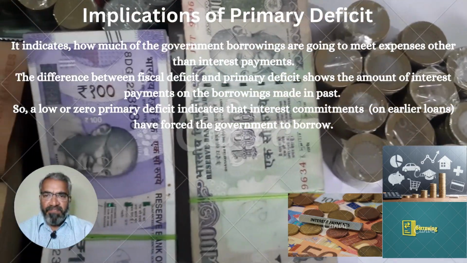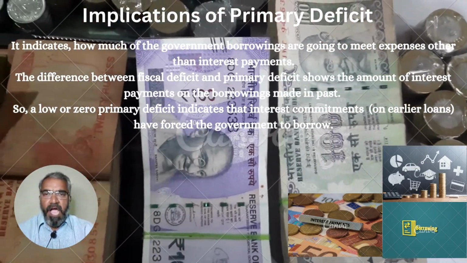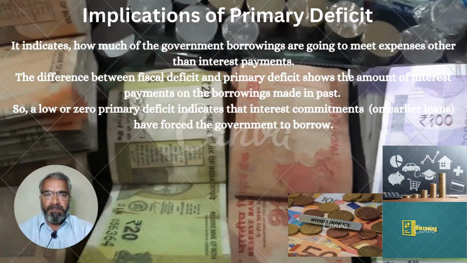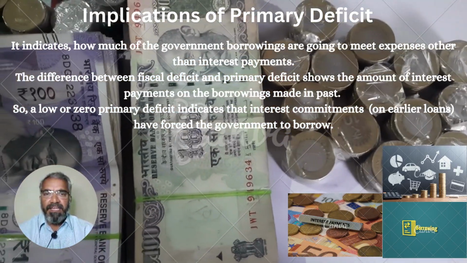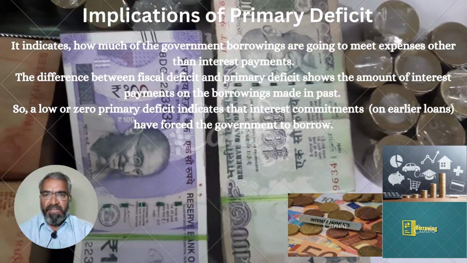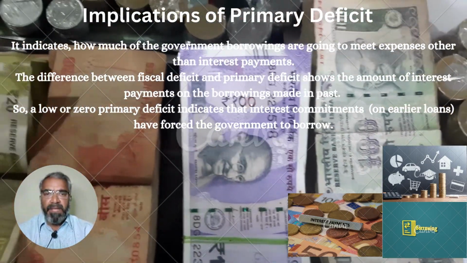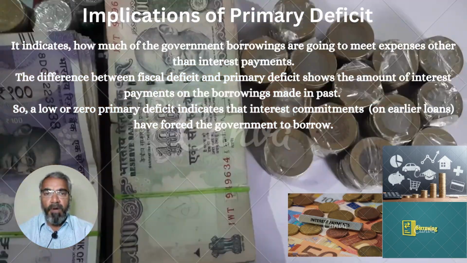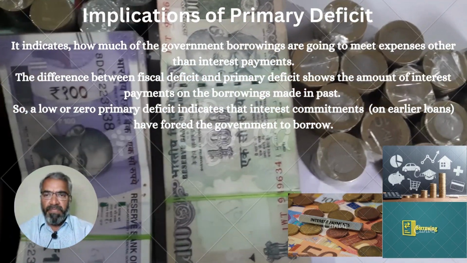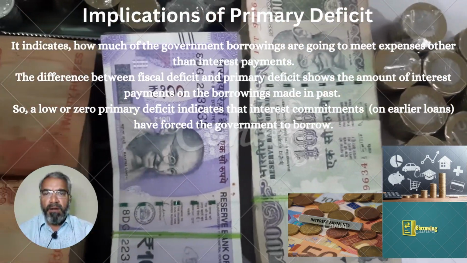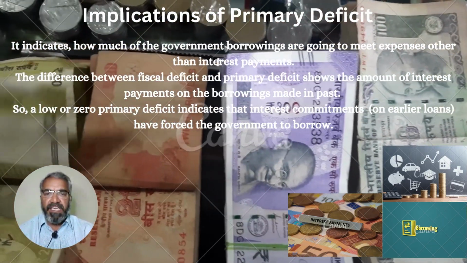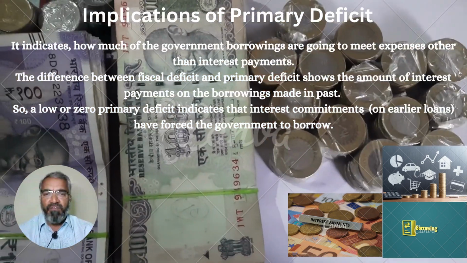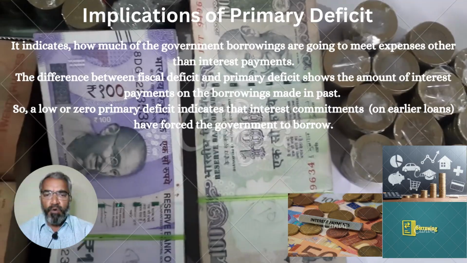Implications of primary deficit. It indicates how much of the government borrowings are going to meet expenses other than interest payments. The difference between fiscal deficit and primary deficit shows the amount of interest payments on the borrowings made in the past. So, a low or zero primary deficit indicates that interest commitments on earlier loans have forced the government to borrow.